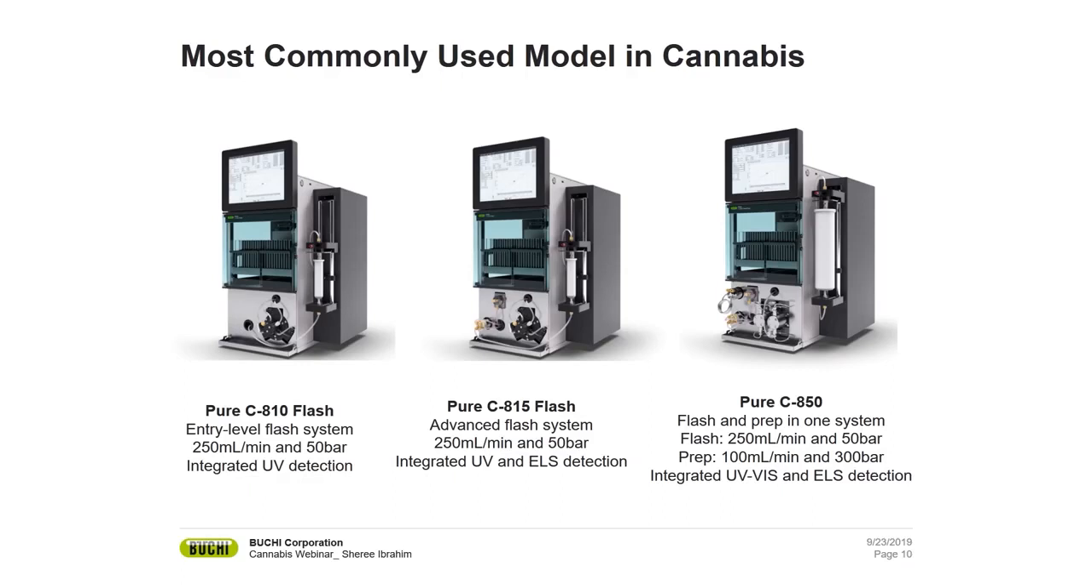Now, the Pure C850 is a little bit different. So it has the flash components that we just spoke about, same flow rate, same pressure, but it also has a preparative HPLC mode to it. So it allows you to separate minor cannabinoids in prep HPLC mode. So the flow rate here is 100 mils per minute and 300 bar for prep mode. Flash mode remains the same, 250 mils per minute, 50 bar.